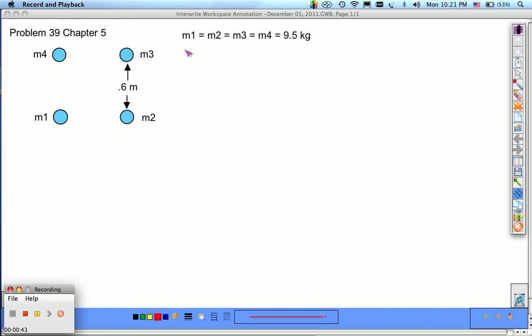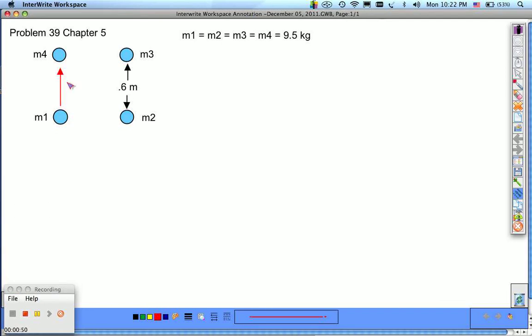Okay, first let's draw some vectors between M1 and M4, M1 and M2, and M1 and M3. Now I'm choosing M1 to find the net force on, due to the other three, because the forces on M1 due to the other three are up and to the right. So this makes the problem a little simpler. We don't have to worry about those components in the first quadrant. We don't have to worry about negative components. So that being said, let's make our list.